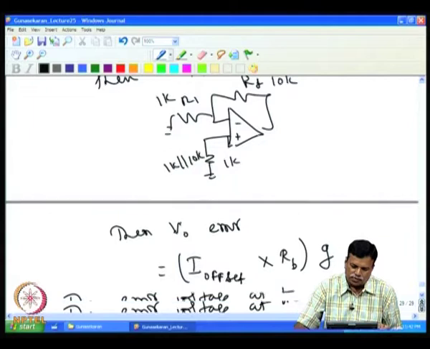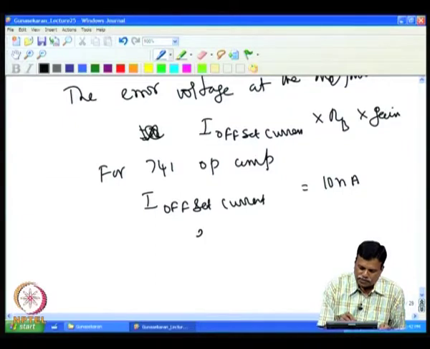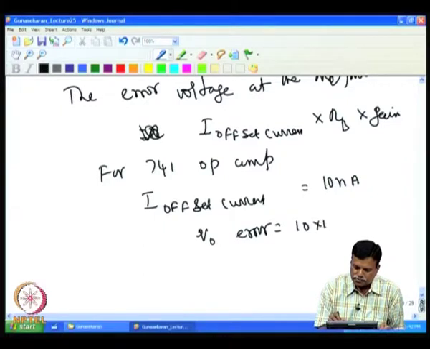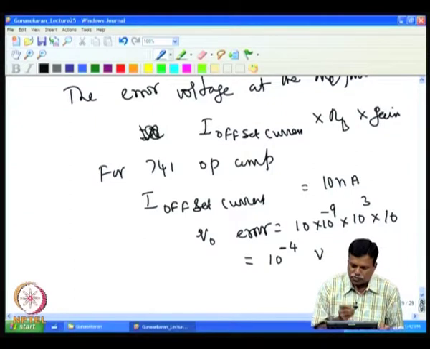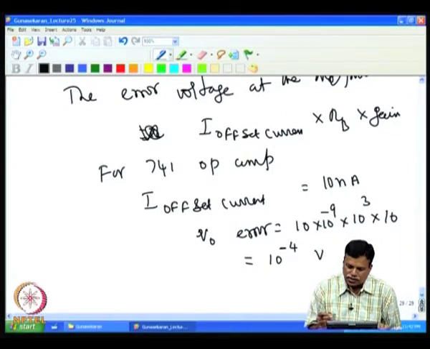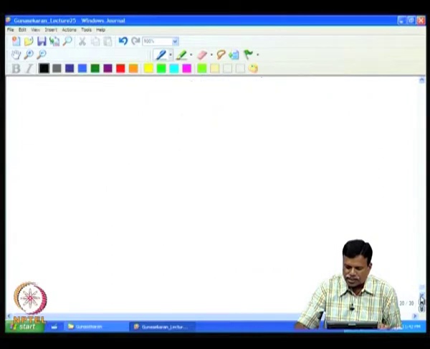So, if the gain is 10 and I had used 1K and 10K, then V0 error would be 10 nanoampere into 1K into gain 10, that actually amounts to 10 power minus 4 volt at the output, that is 0.1 millivolt error at the output that it gives because of 741. If I use gain 10 with the 1K and 10K combination, whereas if I go for higher resistance, then the error comes very high.